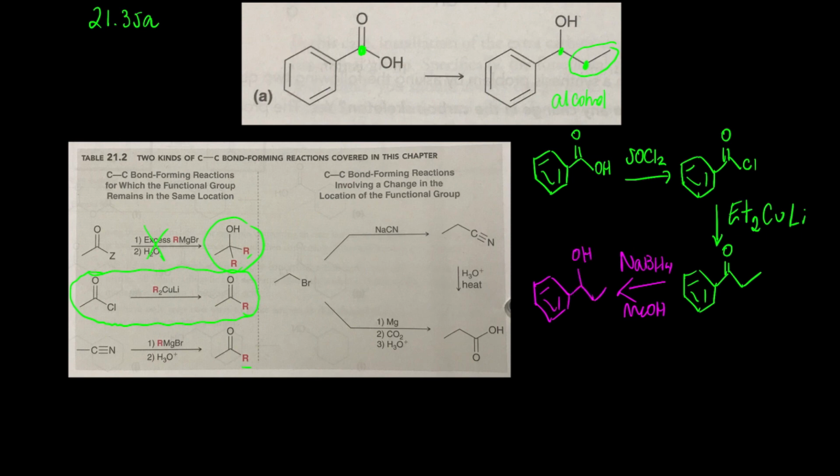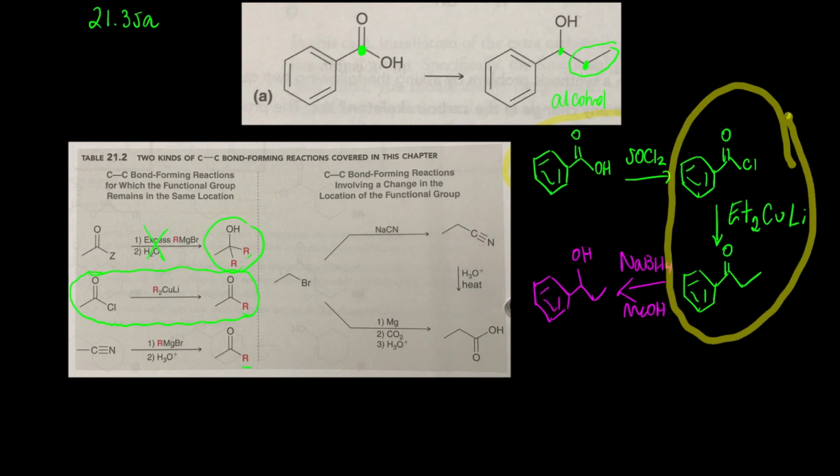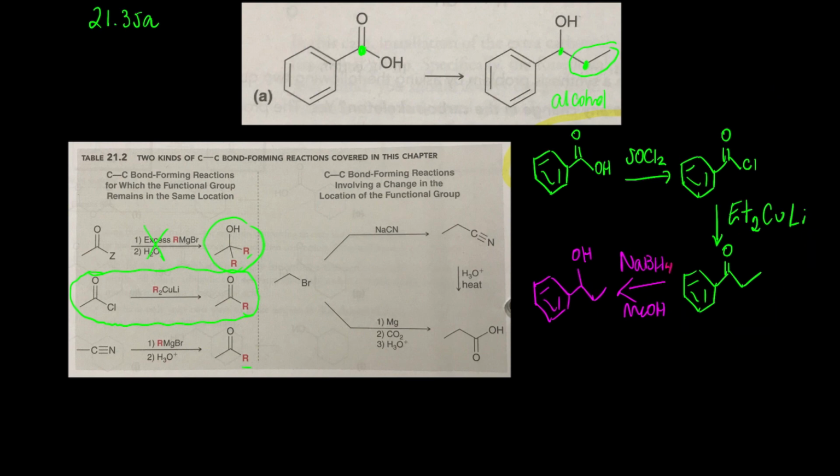So what are the key steps here? The key step is knowing that you're going to have to convert this to an acid chloride. And another key step is knowing that you're going to have to use the Gilman reagent to convert that to the ketone. Okay, so that's the key carbon-carbon bond forming step in this problem. Let's do another couple problems and see what we come up with.